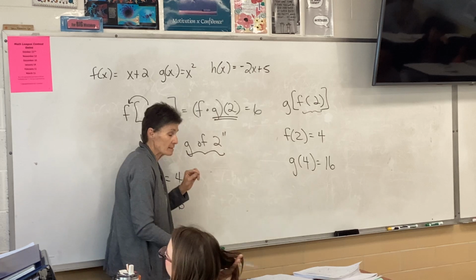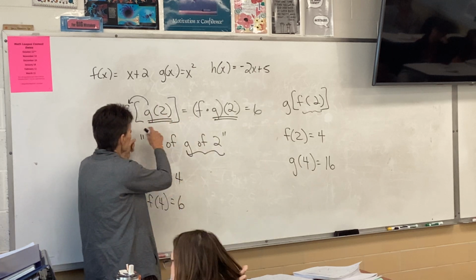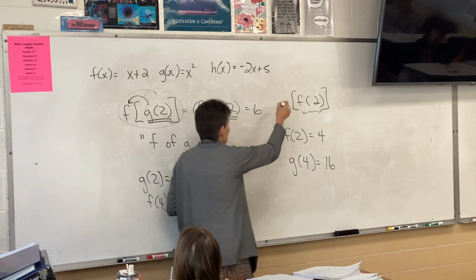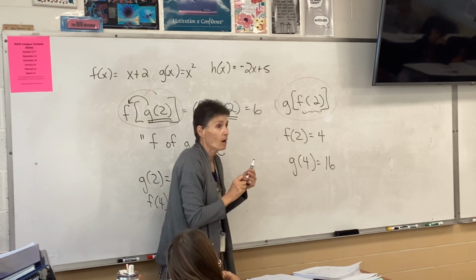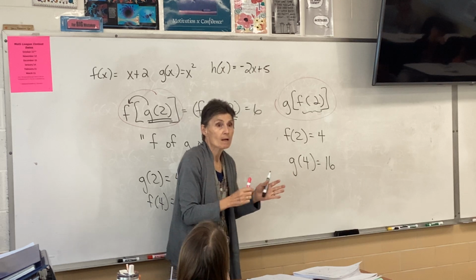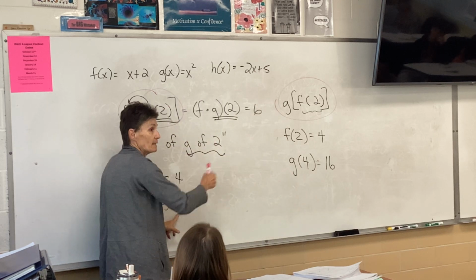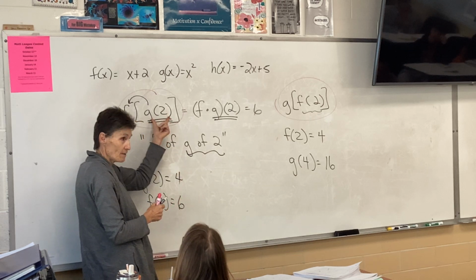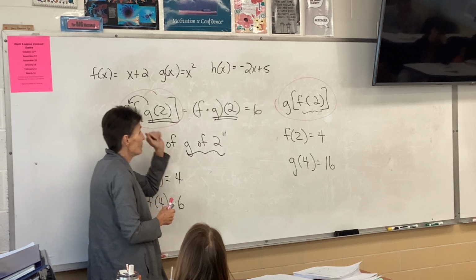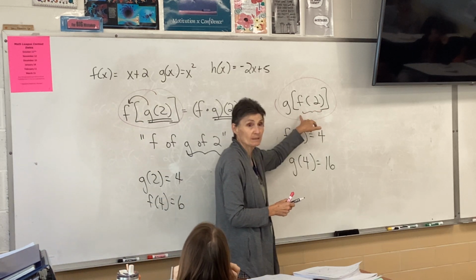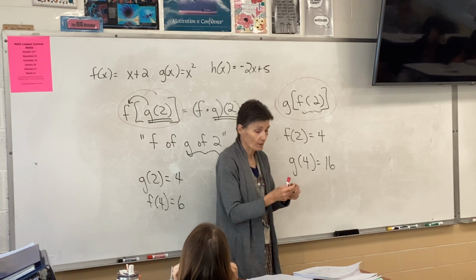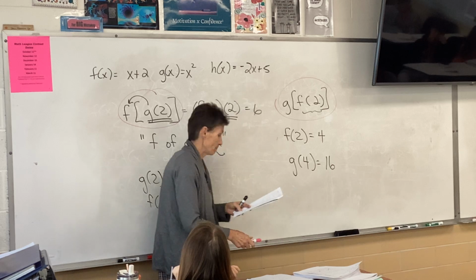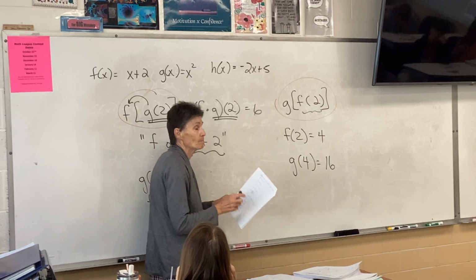Now, one thing that's important to note is these 2 problems, this one that we did first and this one that we did second, are the same letters and numbers, but the answers came out different, didn't they? Because the order matters. This says do G first and then F. This says do F first and then G. That's important. You gotta do it in the right order. All right, 16 is the answer to that problem.